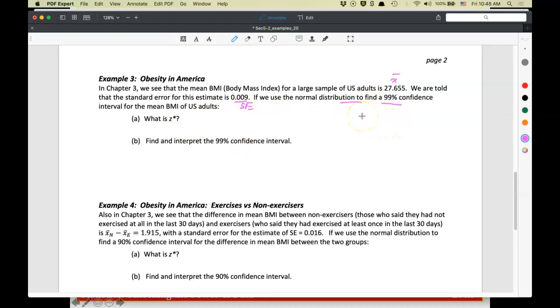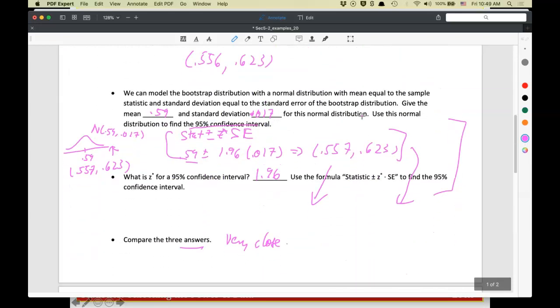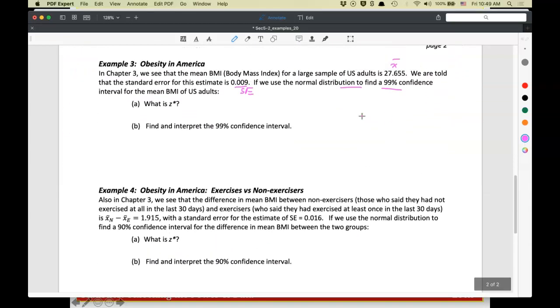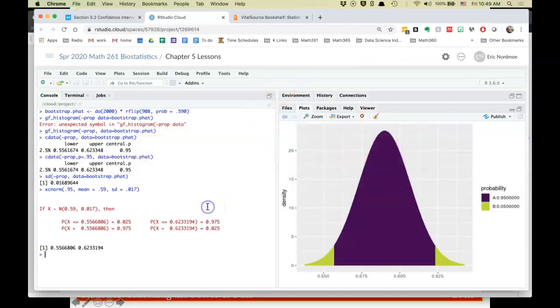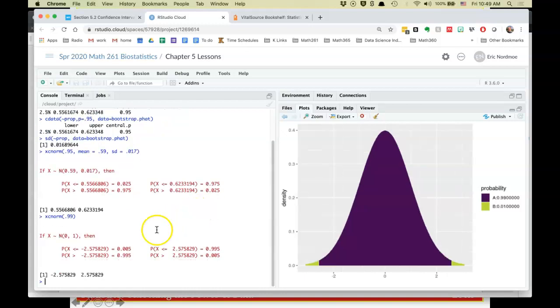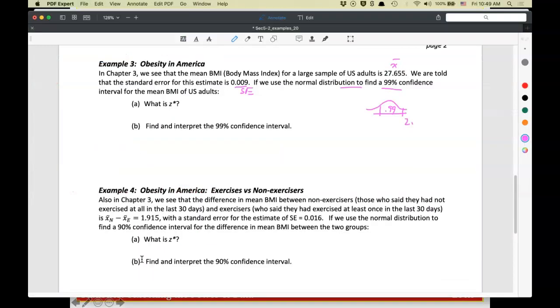So let's see, did we get that value yet? I don't think we have. So we're going to use that. So the Z star value is going to correspond to 0.99 in the middle. I know it should be further out, but that gives the idea. So let's go find out what it is. So we use XC norm, once again, 0.99 in the middle. But now we're just getting the multiplier from the standard normal, as we did before. So we get 2.576 is what that rounds to.